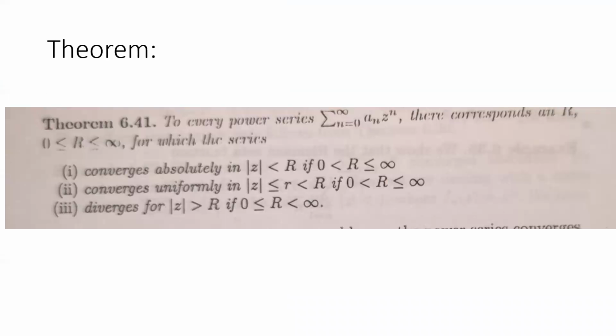So this theorem, as you all know from our previous lecture, says that to every power series summation n equal to 0 to infinity a n z to the power n, this is a power series in z only. As you know, here the a n's are complex numbers, and this is an infinite series. For this kind of power series, there corresponds an R. This capital R is a real number. It may be 0, or it may be all the way to infinity, and it may be any other finite real number also.